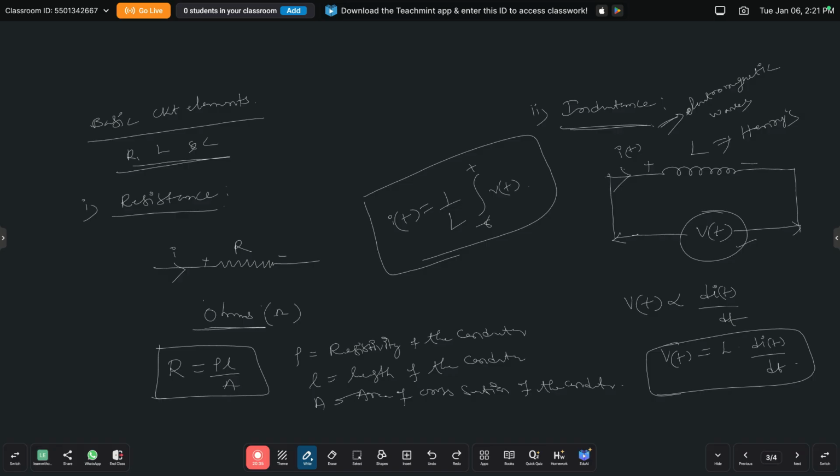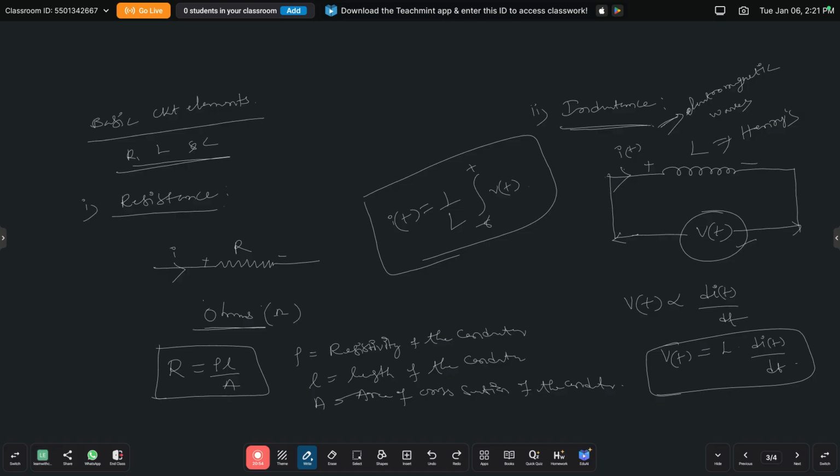In general, the resistance of any given material depends on different factors, that is R equals rho into L by A, where rho is the resistivity of the conductor, L is the length of the conductor, and A is the area of cross section. And the second one is the inductance.